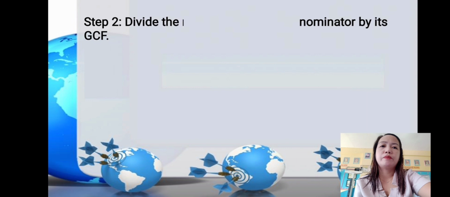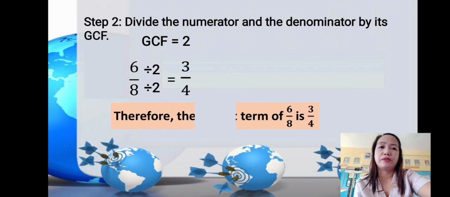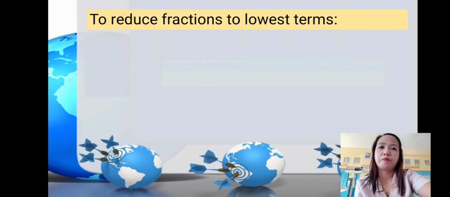Step 2. Divide the numerator and the denominator by its GCF. Diba ang GCF natin ay 2. Ang fraction natin na i-reduce ay 6/8. I-divide natin ang ating GCF sa numerator. I-divide sa denominator. So, 6 divided by 2 is 3. 8 divided by 2 is 4. So, ang lowest term ng 6/8 ay 3/4. Therefore, the lowest term of 6/8 is 3/4.